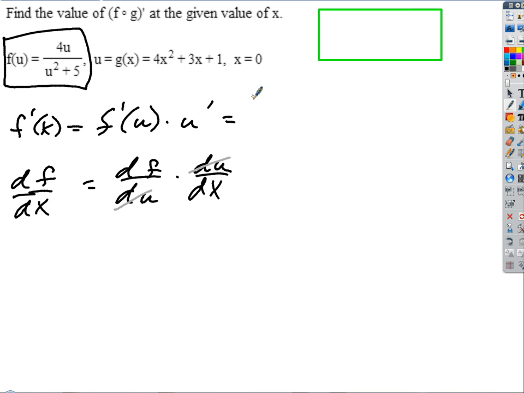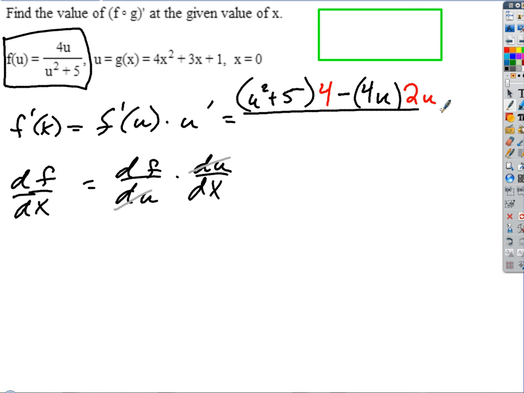2u. u squared plus 5. Okay, so we got bottom times derivative times 4. Okay. Minus 4u times the derivative, 2u. Good. There you go. Okay. All over u squared plus 5 squared.